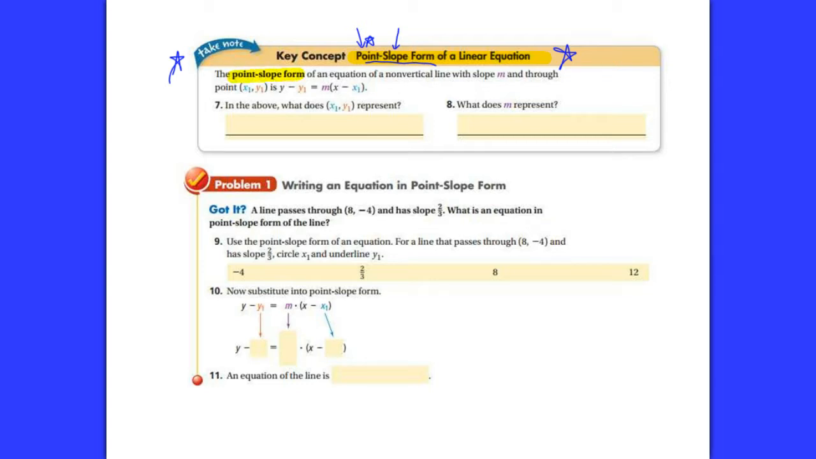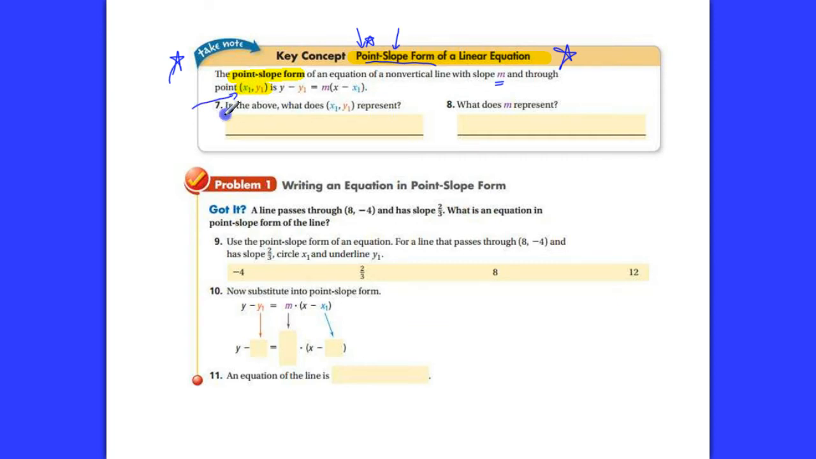Point-slope form of an equation of a non-vertical line has slope m. So we're still using the m, and it goes through some point, and notice what they call the point right here. It says x sub 1, y sub 1. That just represents a point on the line.